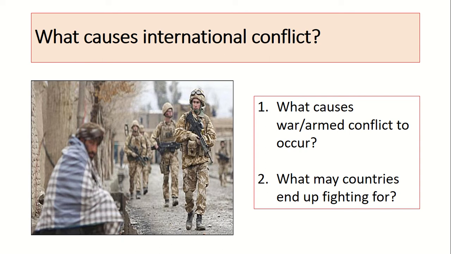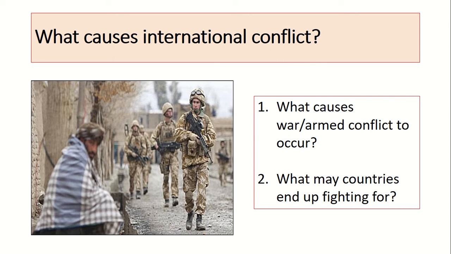Okay, hopefully you've had a go at those two questions. So what causes war or armed conflict to occur? We're going to look at that today. And what may countries end up fighting for? I'm obviously pre-guessing here. You might be talking about resources. You might be talking about freedom. You might be talking about what's right as well. If you think about World War II, for example, a large part of it was stopping the Nazis. It may be for safety, it may be for your family, etc.